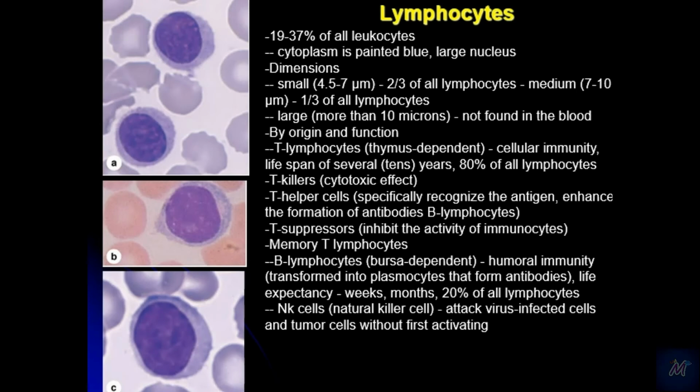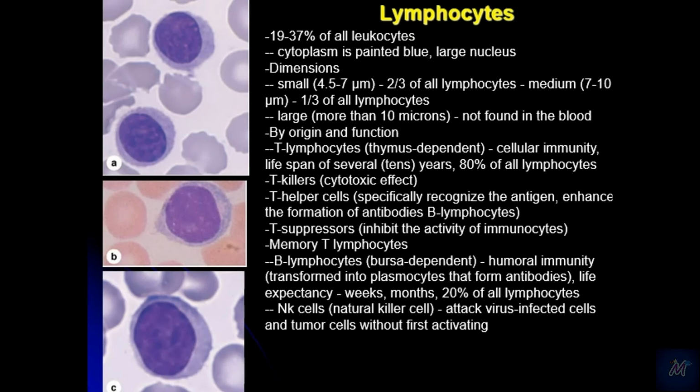So T lymphocytes, after finishing maturation, become T killers, T helpers, T suppressors, and T memory cells. There are 4 mature types of T lymphocytes. B lymphocytes also get 2 steps of maturation, antigen-independent in the bone marrow and antigen-dependent in peripheral organs of the immune response. After finishing maturation, B lymphocytes become plasma cells.